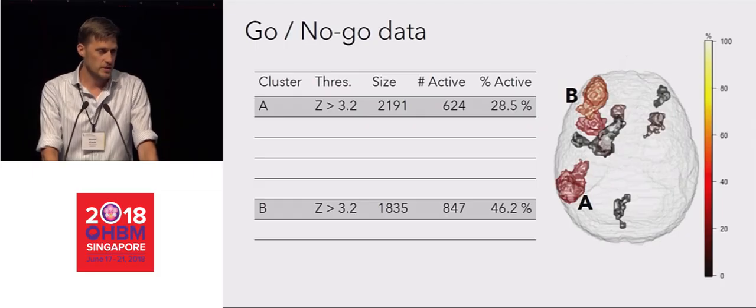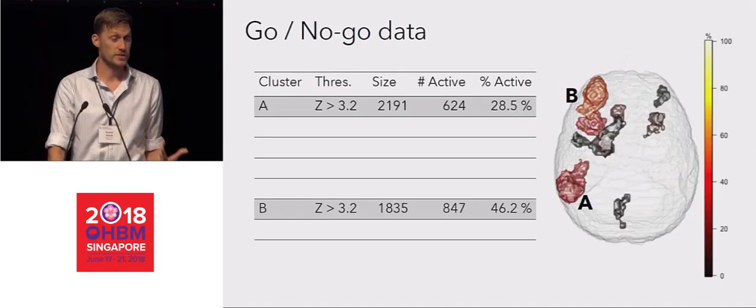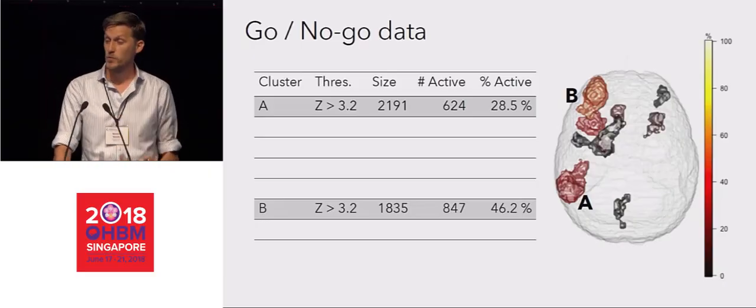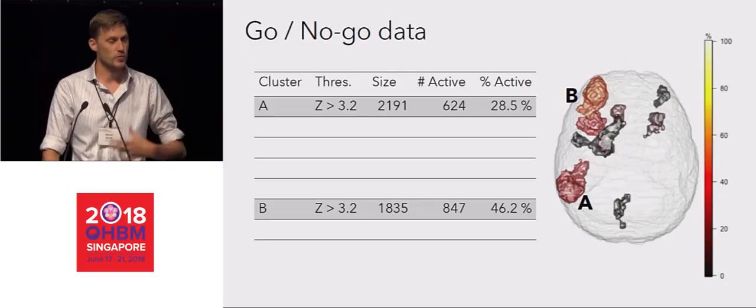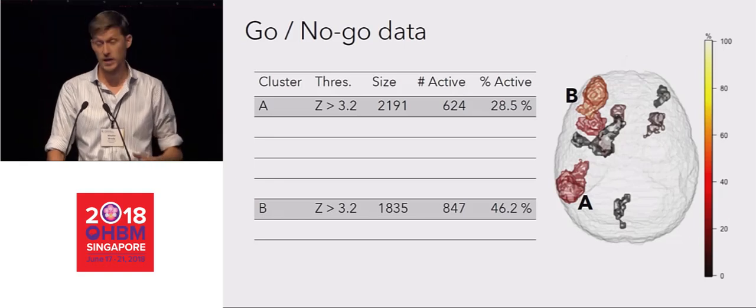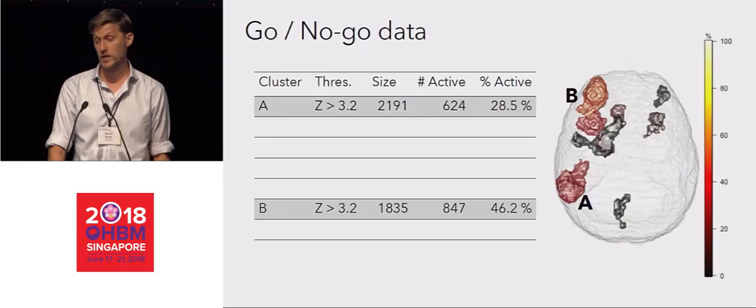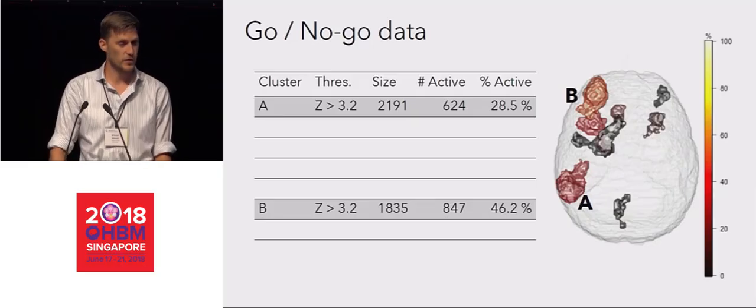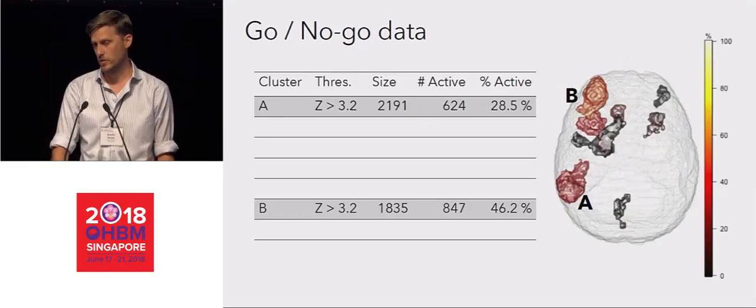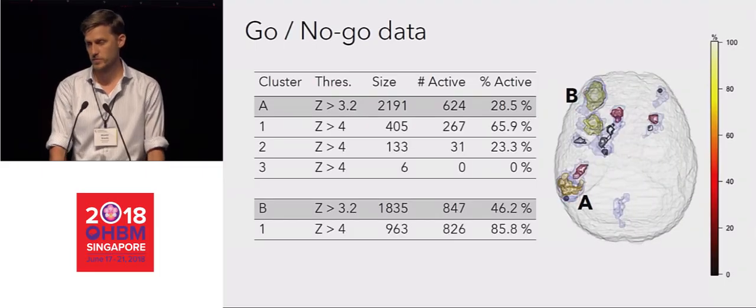This is quite decent, but of course we want to know where the activity is located. Because we're in the closed testing framework, we can drill down. What we've done is we upped the threshold to Z is 4, and then on the clusters that remained at Z is 4, we recalculated our lower bounds of the number of active voxels.